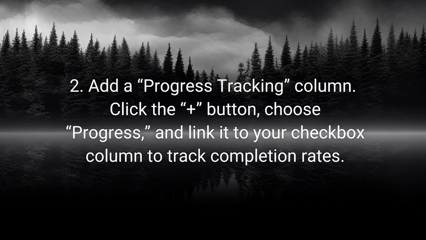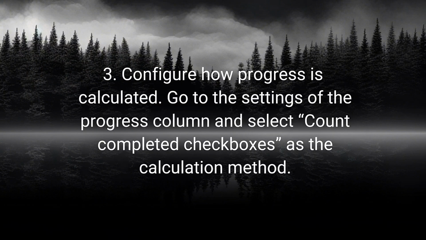2. Add a progress tracking column. Click the plus button, choose Progress, and link it to your checkbox column to track completion rates. 3. Configure how progress is calculated. Go to the settings of the Progress column and select Count Completed Checkboxes as the calculation method.